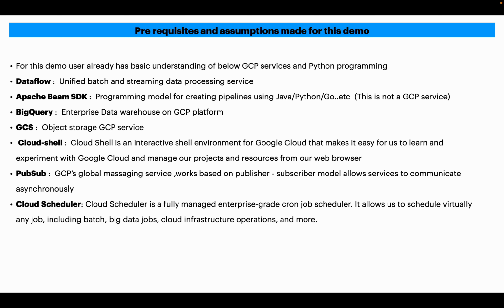The first service is Dataflow. Dataflow belongs to the GCP big data processing stack. It is mainly used for processing bulk volumes of data, or huge data. It's used for unified batch and streaming data processing. And also Apache Beam SDK. This is a programming model used to create pipelines which can be run on Dataflow. It's supported by different programming languages: Java, Python, and Go. By the way, this is not a GCP service, it's an open source framework.